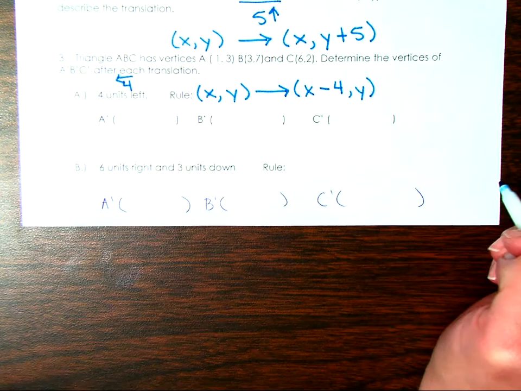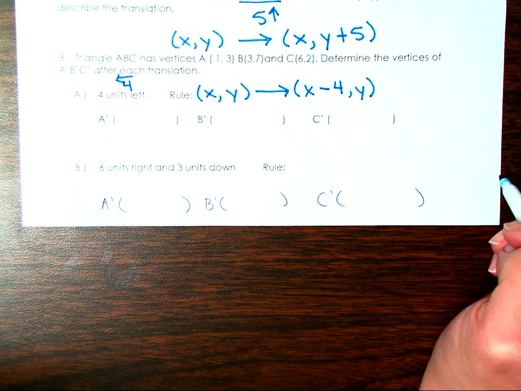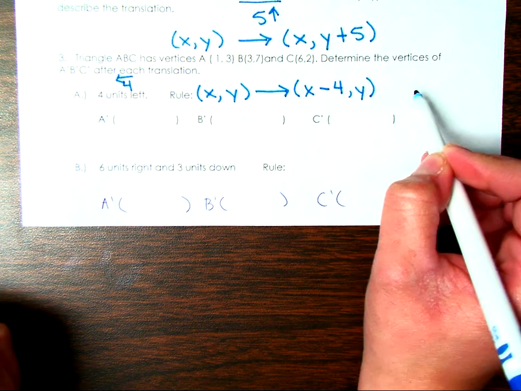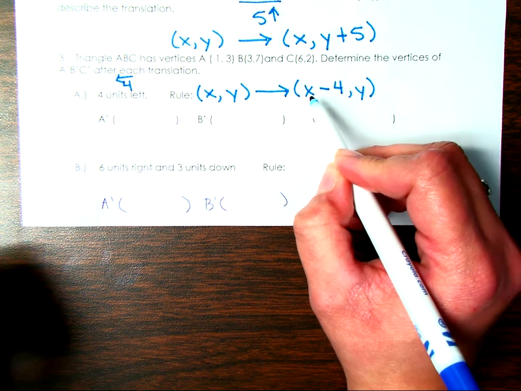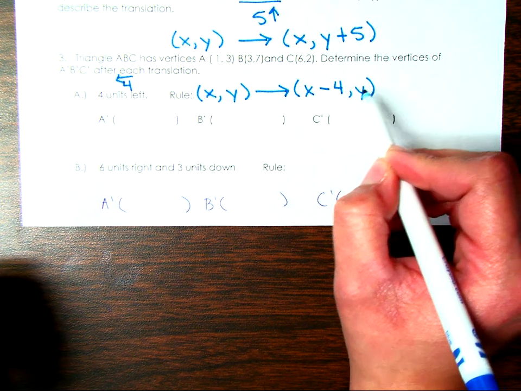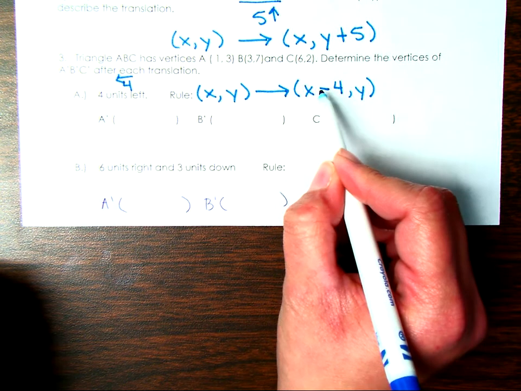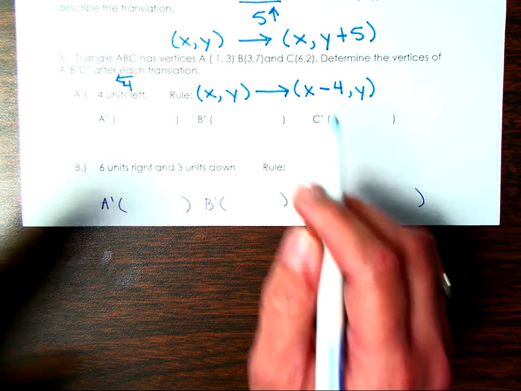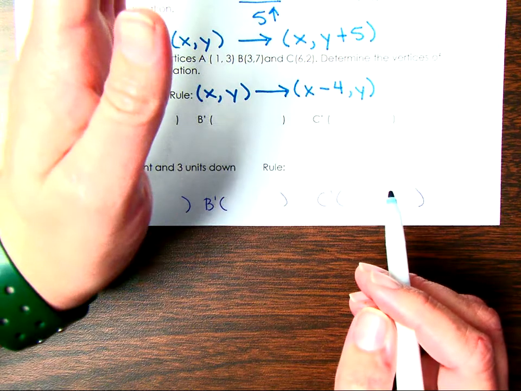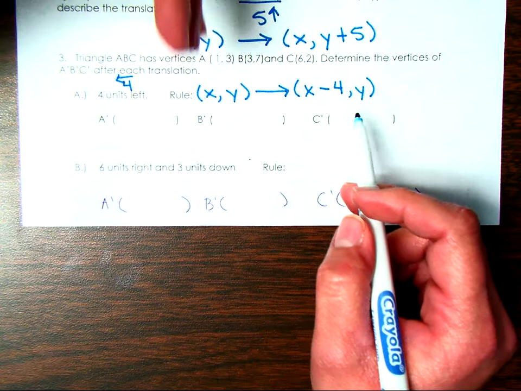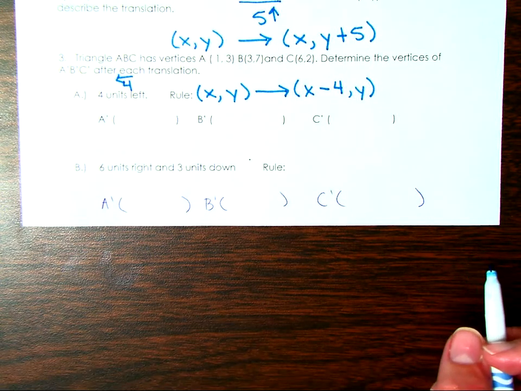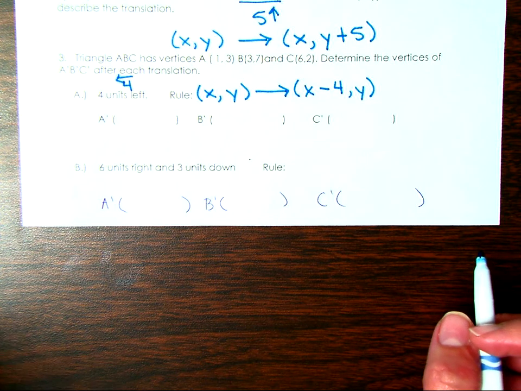So you have to be careful on these because sometimes you'll fall for a trick answer. They could have done X, comma, Y minus 4. Or they could have done X plus 4, comma, Y. But remember, anytime you move to the left, it's going to be subtracting. Anytime you move to the right, it's going to be adding. Anytime you move up, it's going to be adding to the Y. Anytime you move down, it's going to be subtracting from the Y. So just think about what we've talked about already with our coordinate grids.